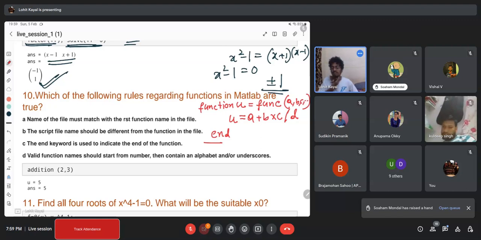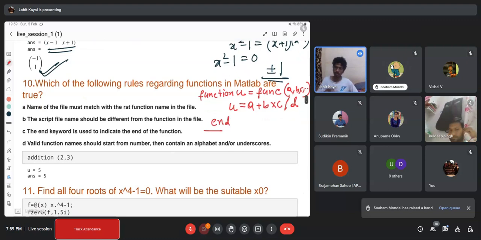Yes, Shom. Sir, can I share? You can share. Just wait a bit. Let me finish this, and then you share. Yes, sir. Okay.